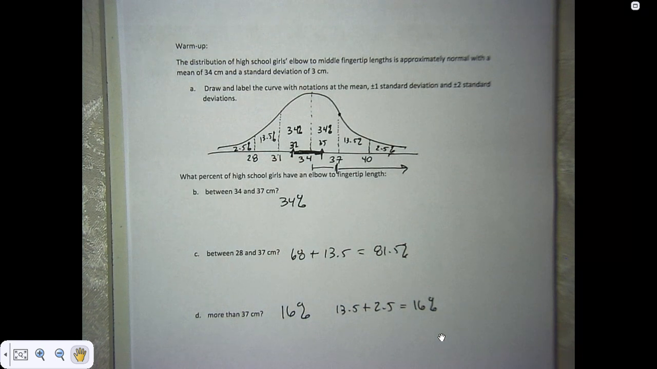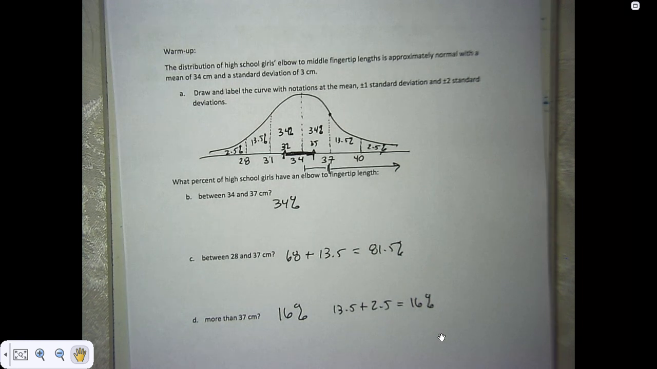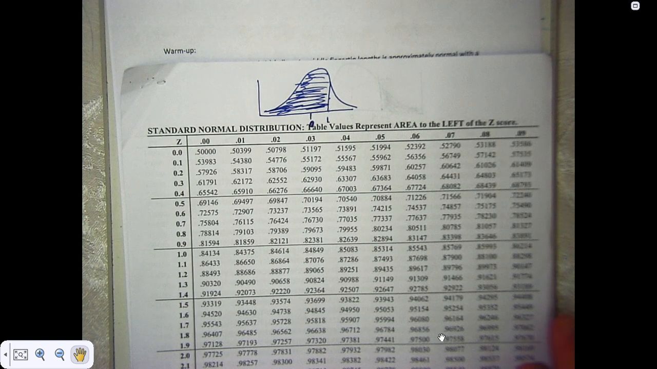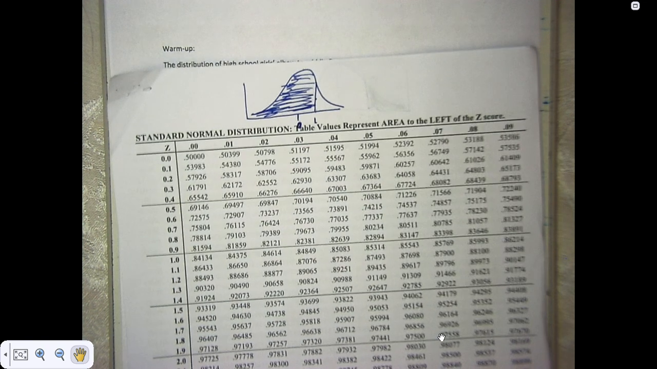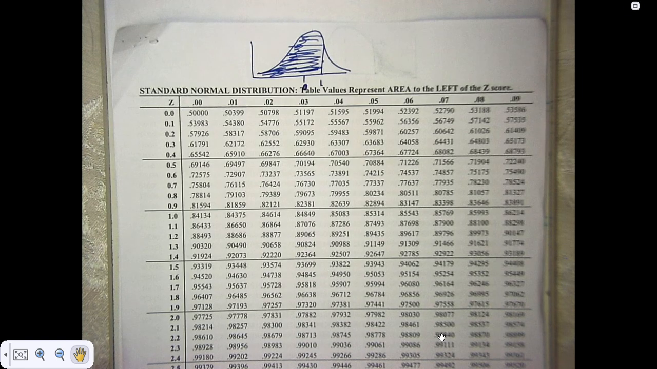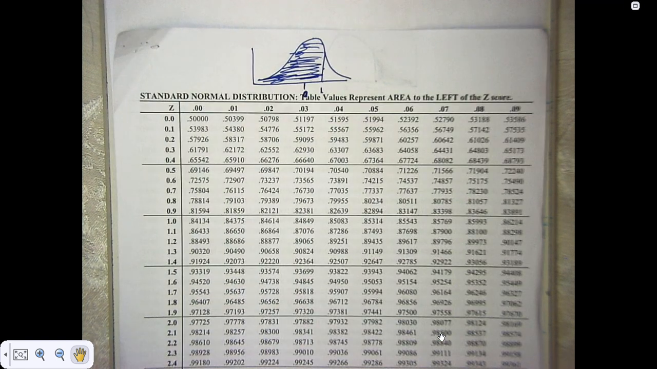And that's where the table that we have comes in. So take a look at your table now. And I'm on the positive z-scores at this point. There's a positive side and there's a negative side, okay? These numbers in here are probabilities. They're also areas, if you want to think of it that way. It's the area to the left of a z-score on a normal distribution.